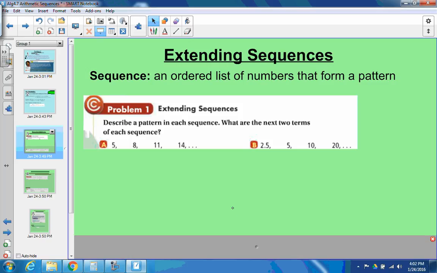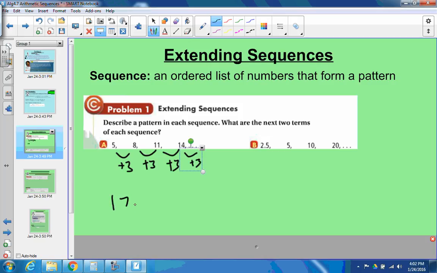Letter A, 5, 8, 11, 14. If you look at it, hopefully you can tell that each time it's going up 3. So the sequence is adding 3 each time. And then what are the next two terms? If we add 3 again, we get 17. And we add 3 again, we'd get 20. So that's the sequence.